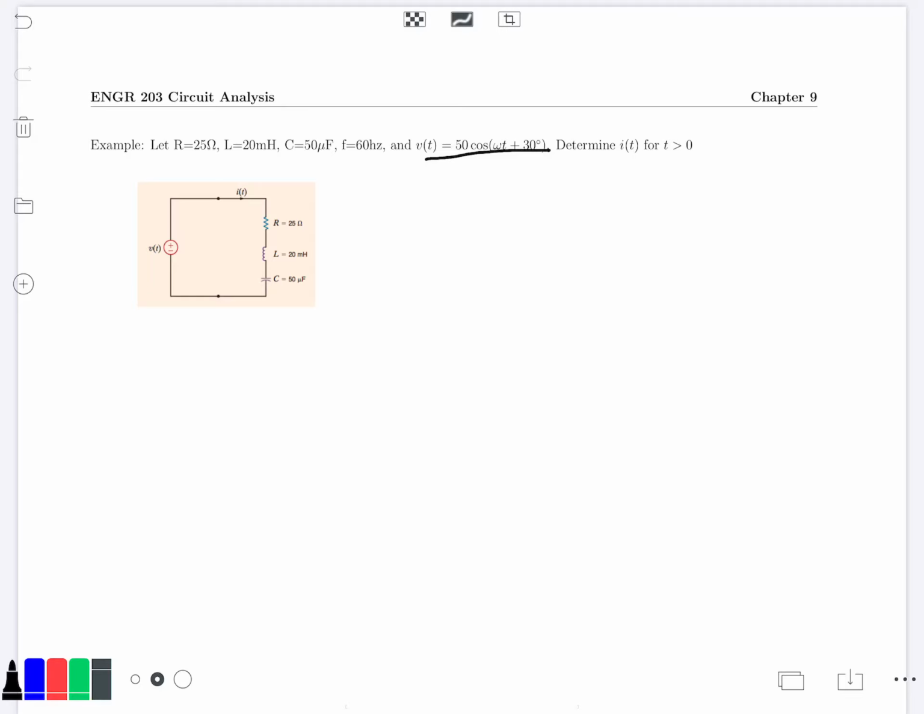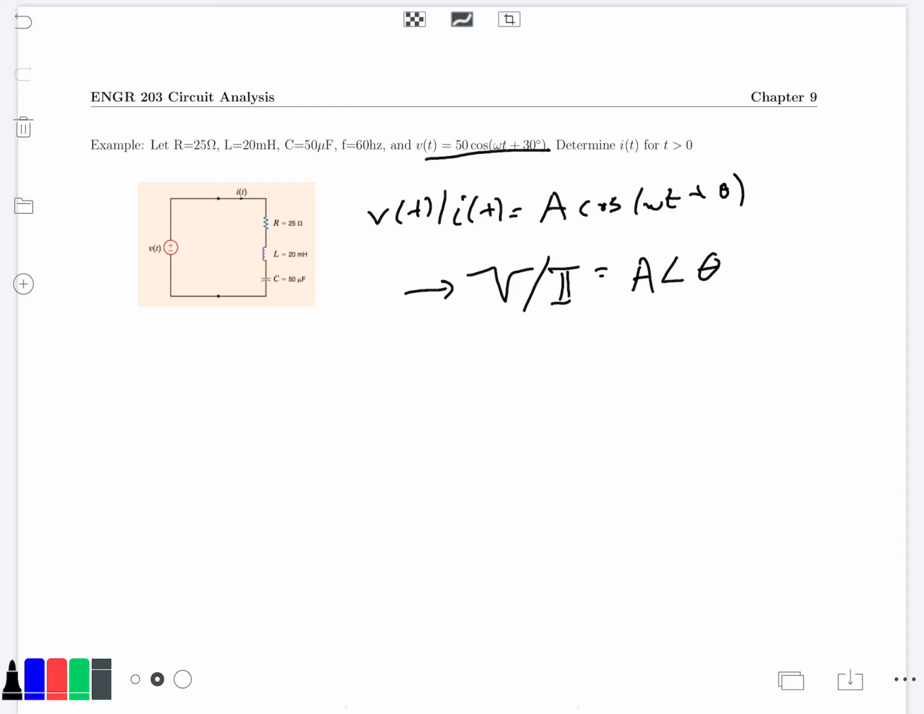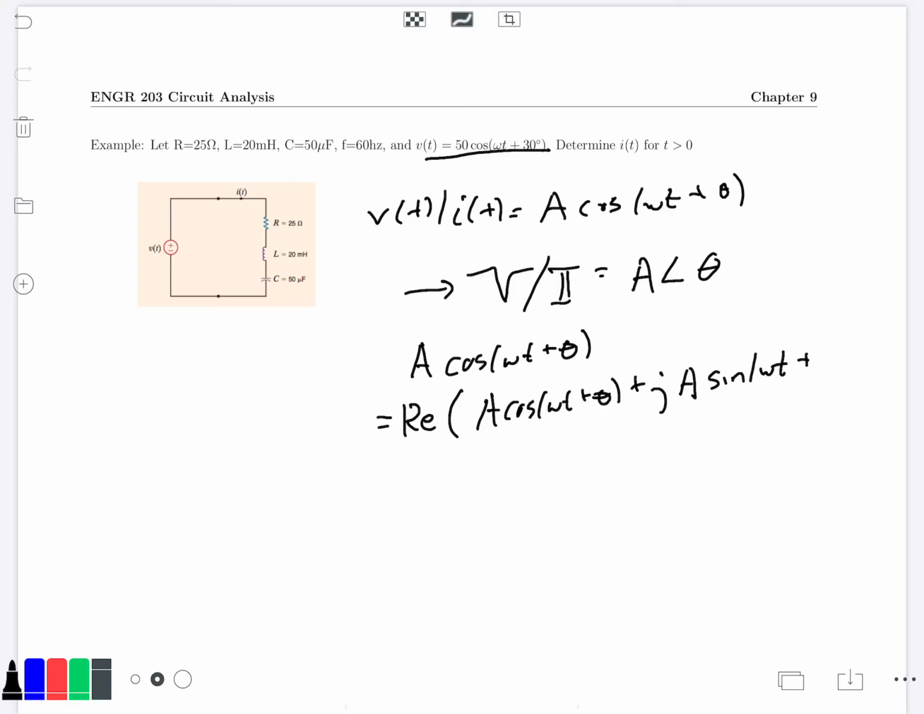Now, we haven't done any examples where we convert sources into phasors, so let me quickly do that here. The idea is, if you have a voltage or a current equal to some number A cosine(omega t plus theta), the phasor version of that is just A angle theta. The reason why is that A cosine(omega t plus theta) is the real part of the number A cosine(omega t plus theta) plus j A sine(omega t plus theta).